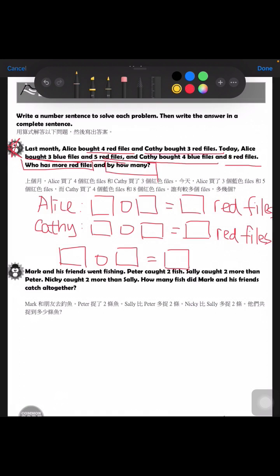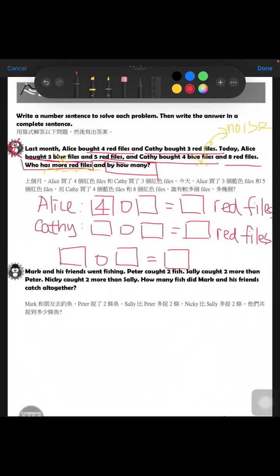Okay, so if we take a closer look at the question, we can see we are going to find who has more red files, just red. So in the question you may see some blue files. These are noises. We do not need these numbers to calculate the number of red files. Okay, so 3 blue files and 4 blue files. We can cross them out.